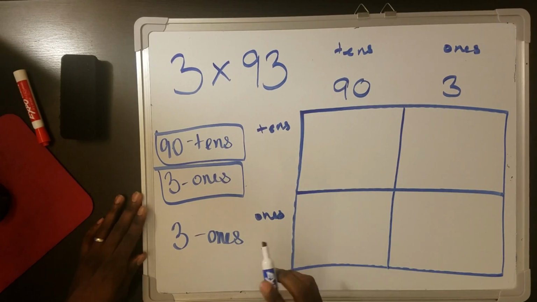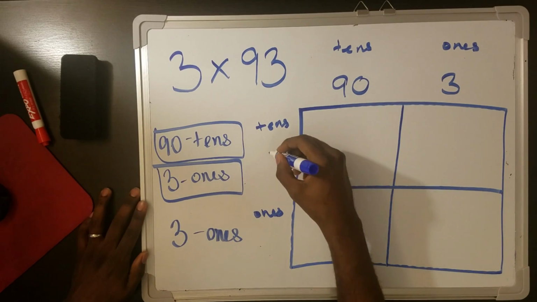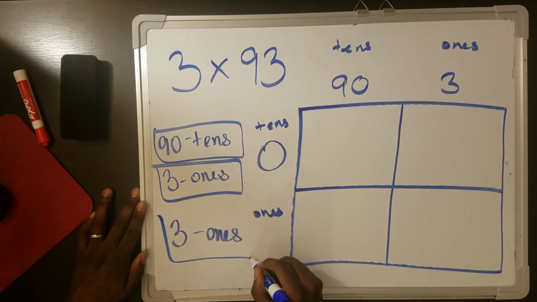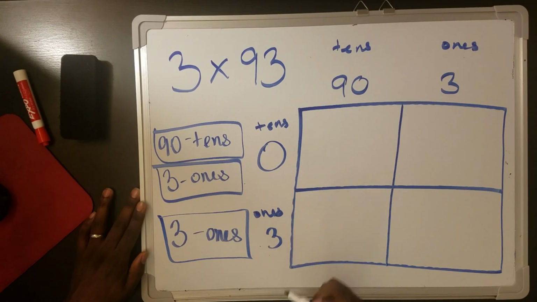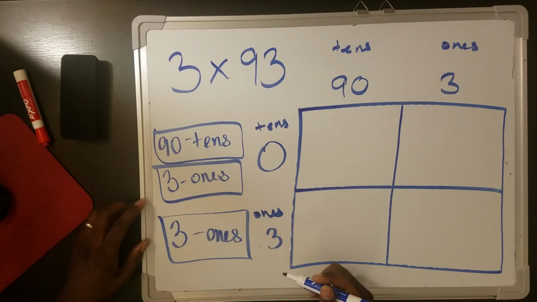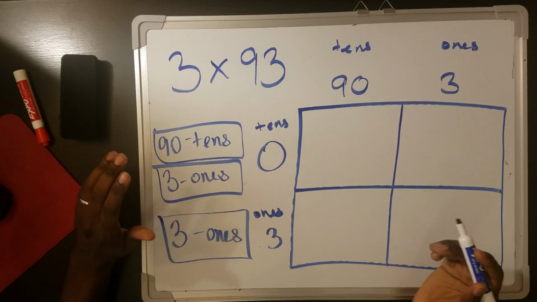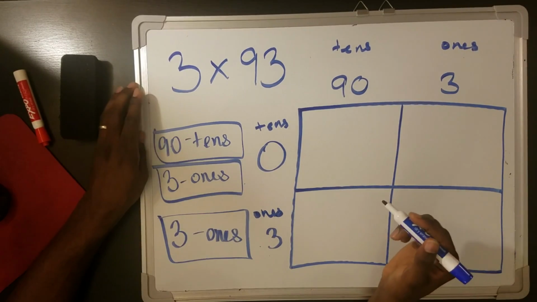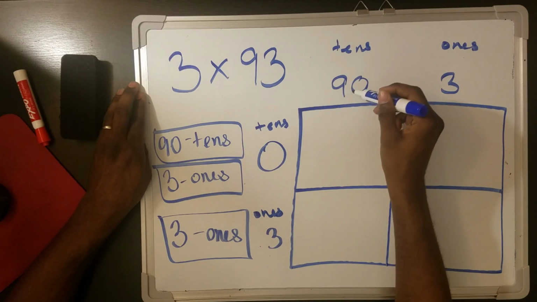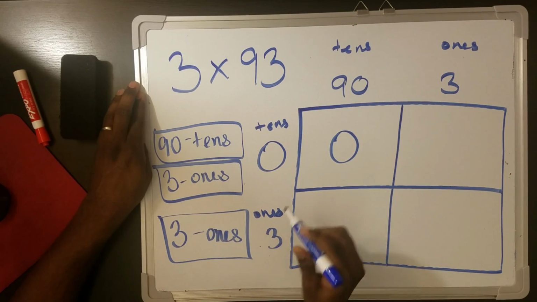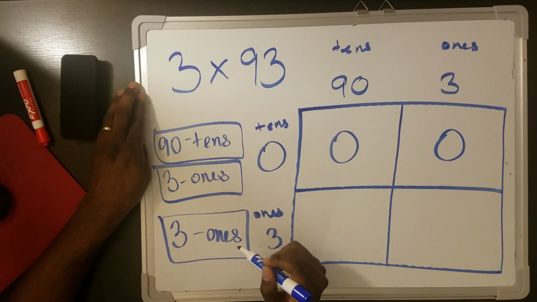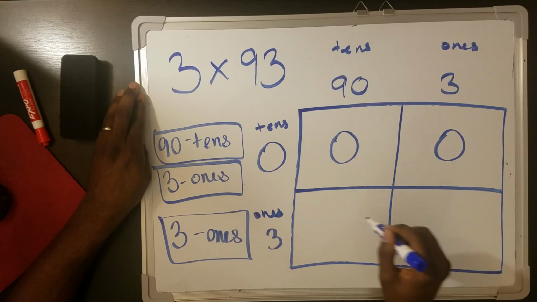How about this 3? Does it have a tens? No. It's too small. So we're going to put 0 here. Does it have a ones? Yes. We wrote it here. So we're going to put that here. And if you add these two together, what's 0 plus 3? You get 3. So now let's multiply once again. And like we said last time, 0 times anything, it's going to be 0. So 0 times 90, big fat 0. 0 times 3, big fat 0. So we're now taking care of the top. Let's take care of the bottom.